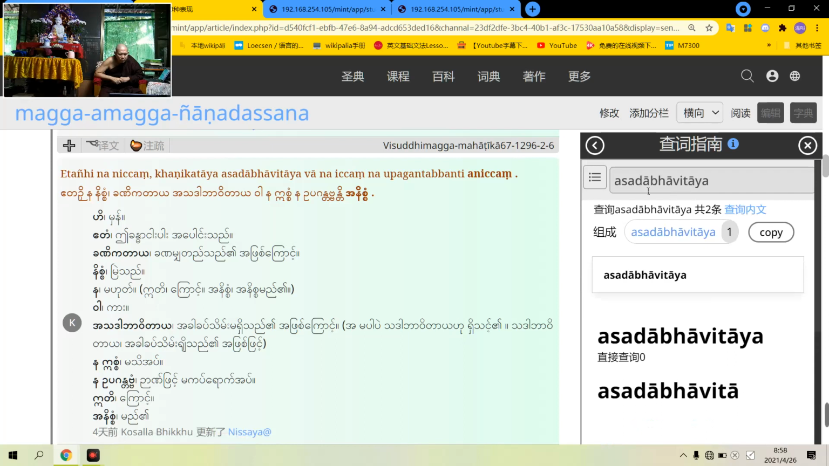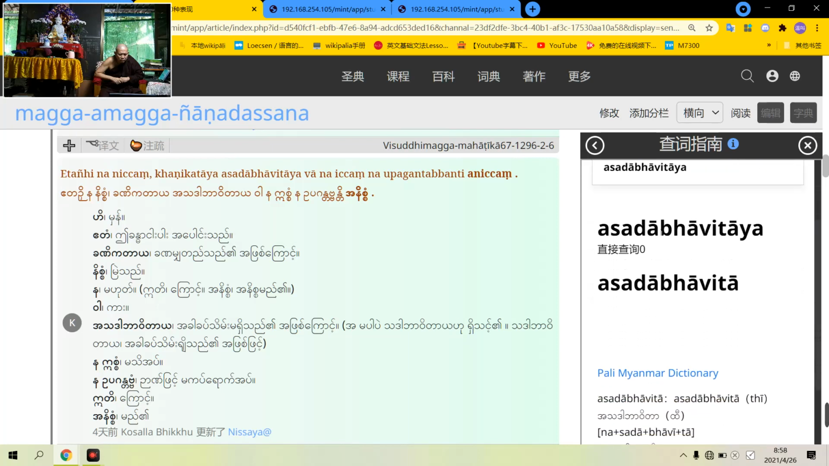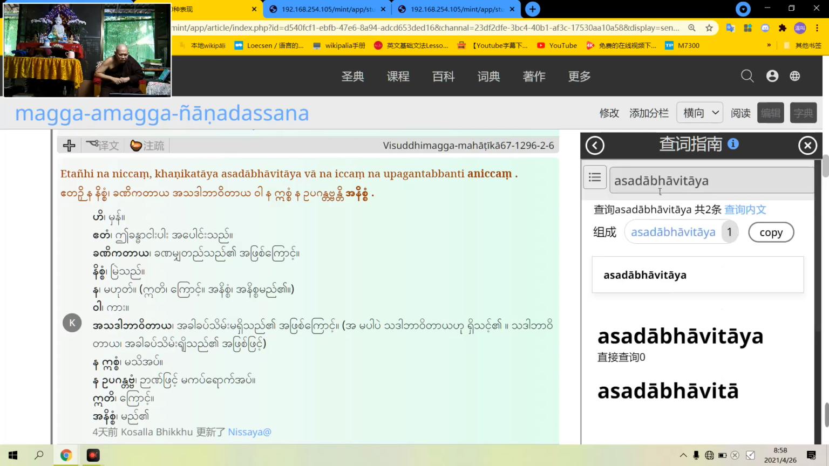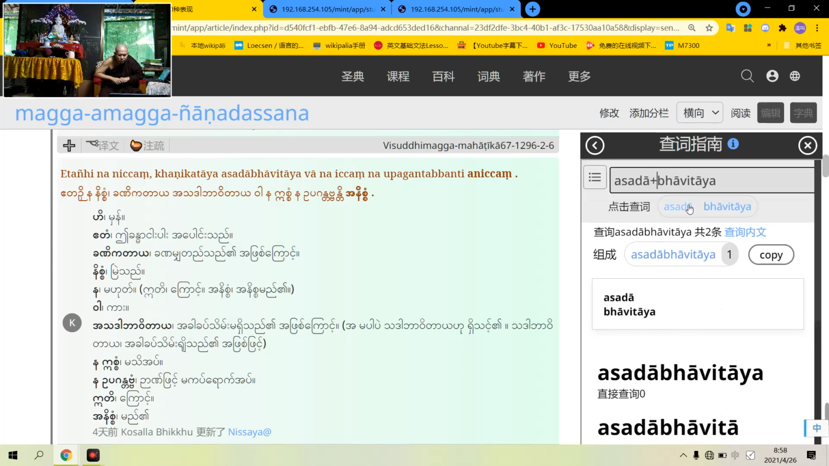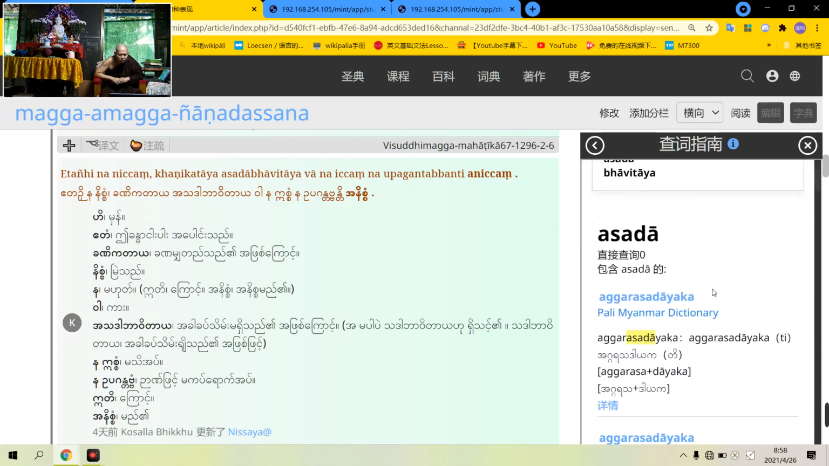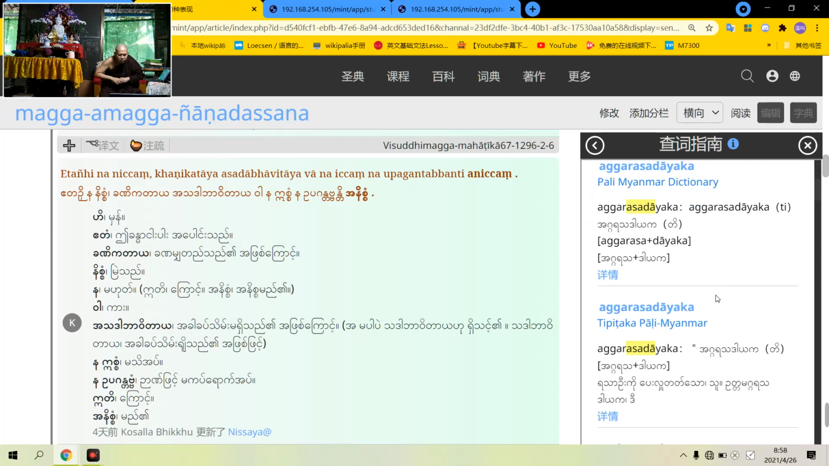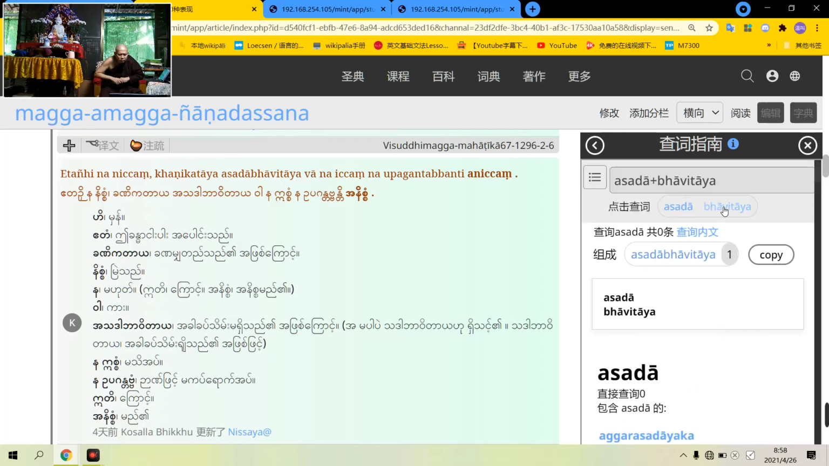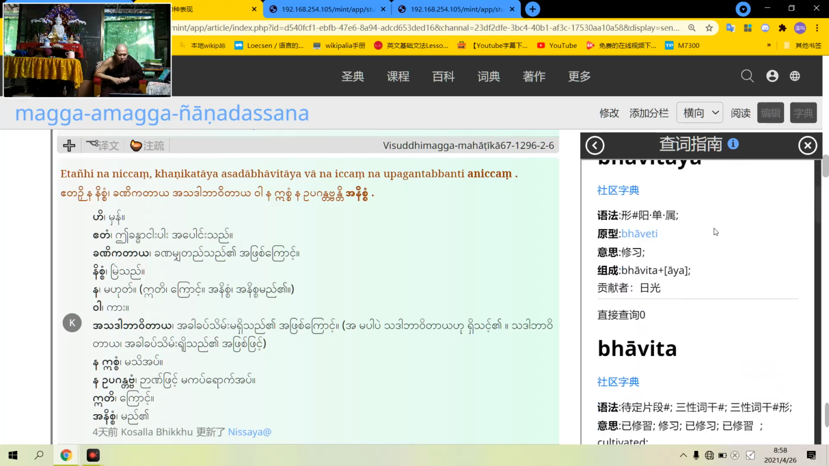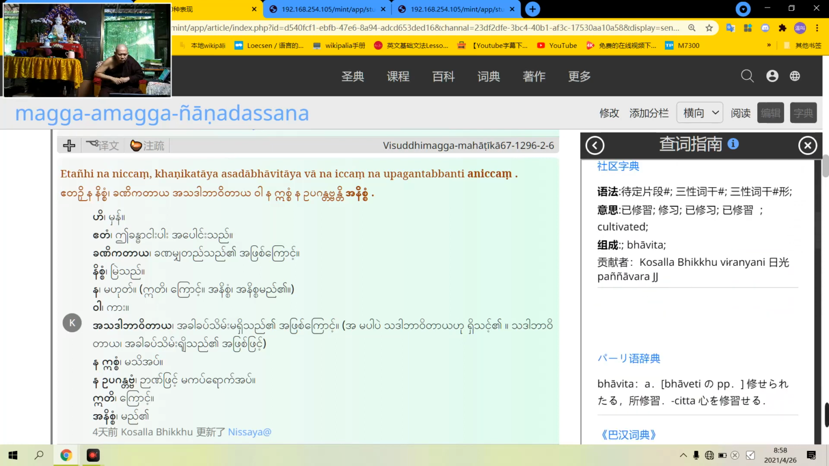Khanikataya. Asada bhavitaya is always not exist. Not always exist. Asada bhavitaya, it is not always existing, it is not permanent.